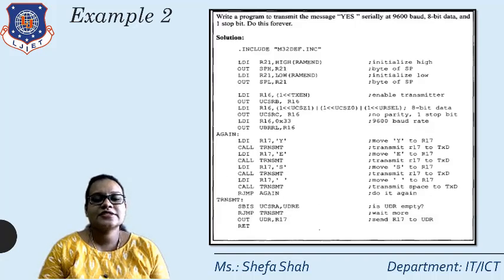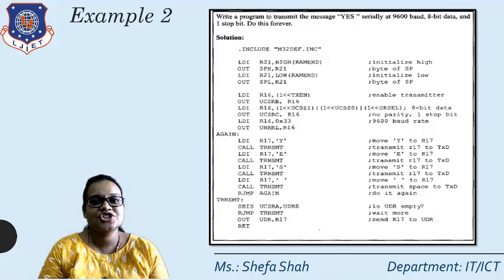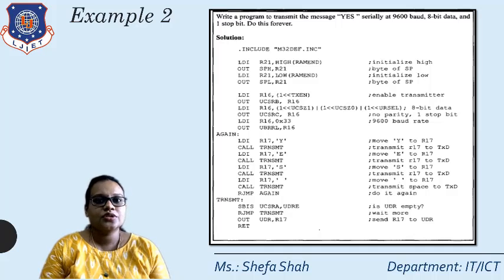Now, here we have a second example. We need to transmit the message YES, again serially, with baud rate 9600, 8-bit data and 1 stop bit, and do this continuously. The program which we wrote for G will be the same, that means the initialization will be the same. We need to load the UCSRB register with 08H, then the UCSRC register with 06H, and we need to load 0x33 as per 9600 baud rate into UBRR. So these are the initializations.